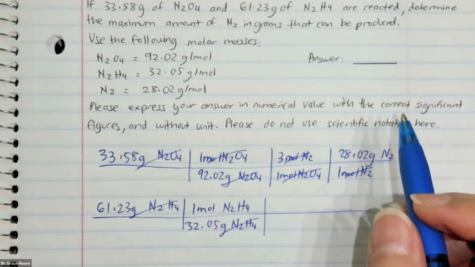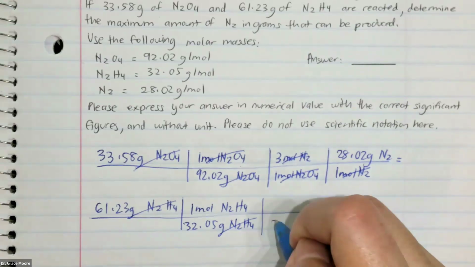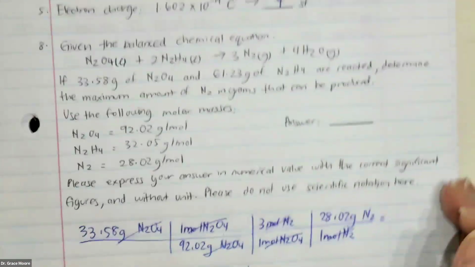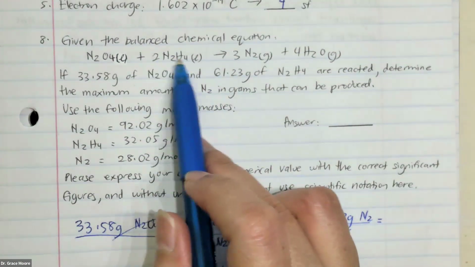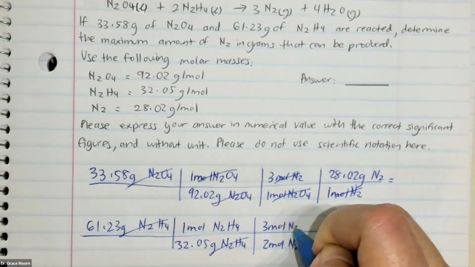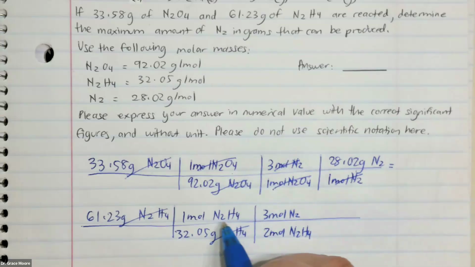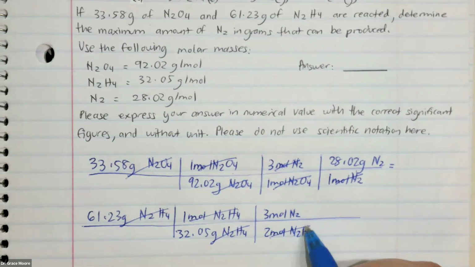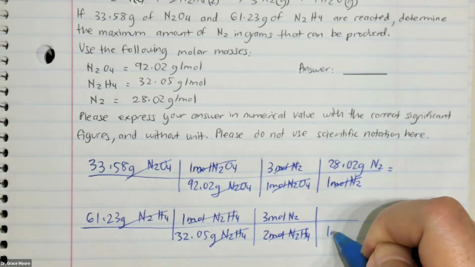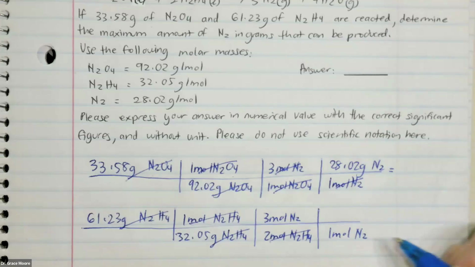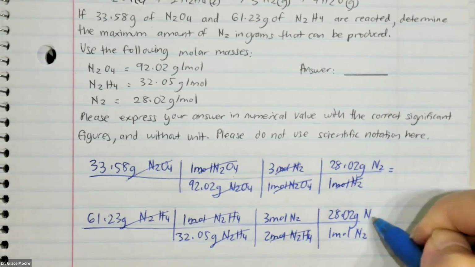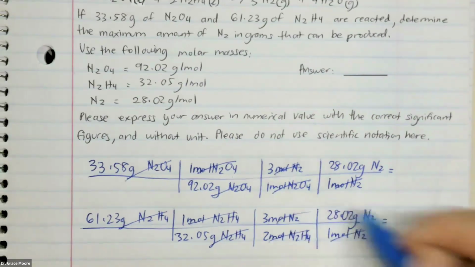And then mole to mole ratio, 2 moles of N2H4. How do I know that? I looked at this equation. 2 N2H4 is 3 moles of N2. Again, I pick N2 on the top because I'm trying to cancel off the N2H4. I'm trying to go to nitrogen. And then we're going to do the same thing. We'll take the moles on the bottom and grams on the top using the molar mass to get to the grams of nitrogen as our answer.